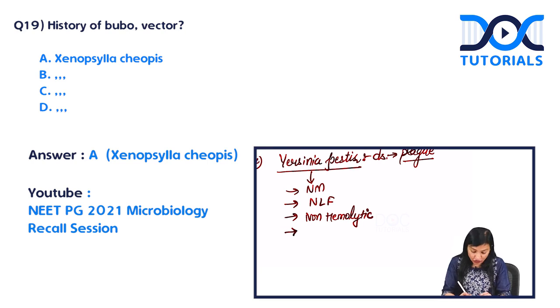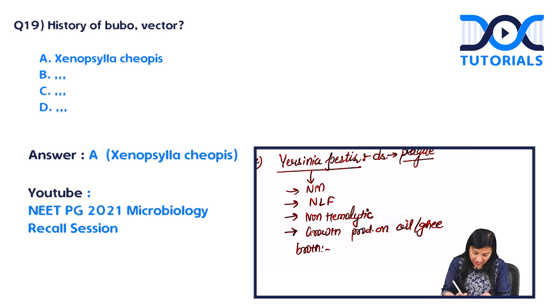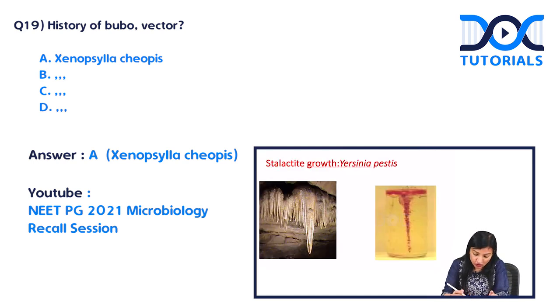Now the characteristic kind of growth produced on oil or ghee broth is described as stalactite growth. Stalactite growth. Now have a look at this, guys. In this picture on the left you see the actual stalactites. Stalactites are these hanging things projecting downwards from the ceiling of caves, like this. And somewhat similar to these stalactites, the growth is produced by Yersinia pestis in culture media.